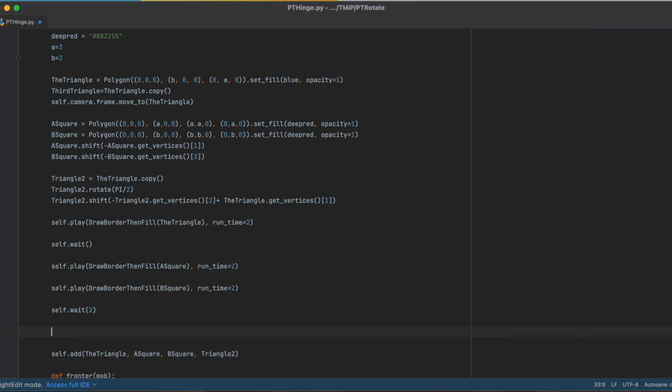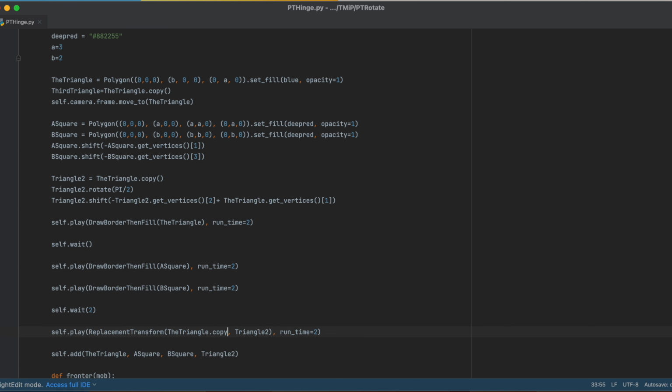And then finally, the thing I want to do now is what's called a replacement transform. So replacement transform will take the triangle and morph it into its copy, triangle 2, and I'll runtime that in 2. The problem is if you do that, that triangle will disappear.